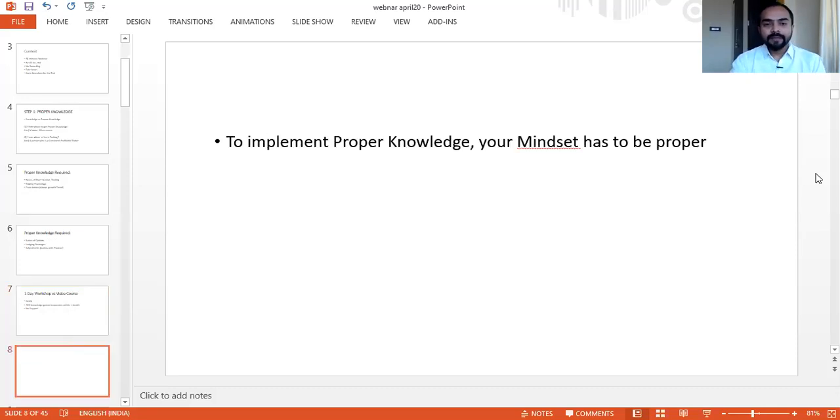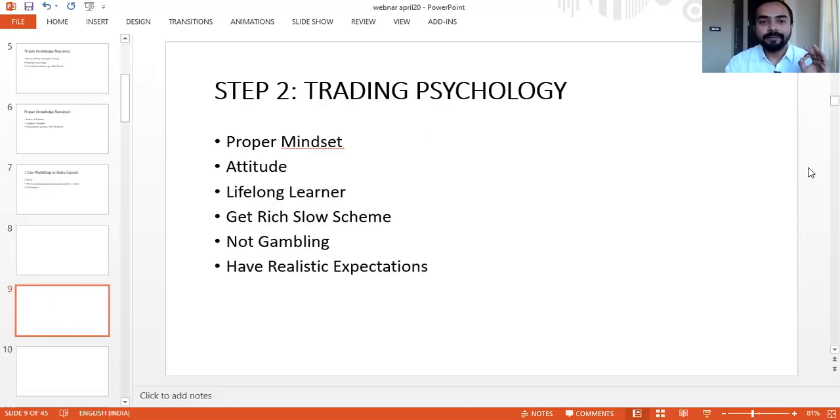So moving ahead, now you have got the proper knowledge. Now you know what is the proper knowledge. You know the step one. Now what should you do? I tell you that now you have got the proper knowledge, now your mindset should be proper. Your psychology should be proper. So now we come to the second step, which is trading psychology. Your mindset should be proper.